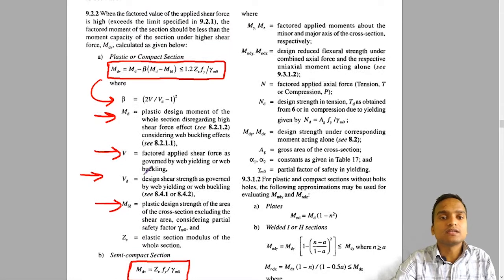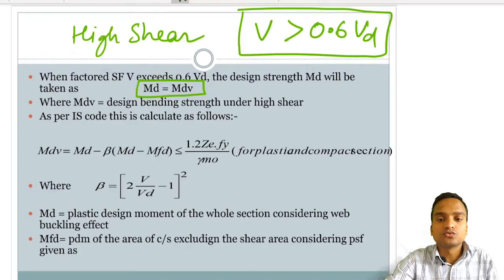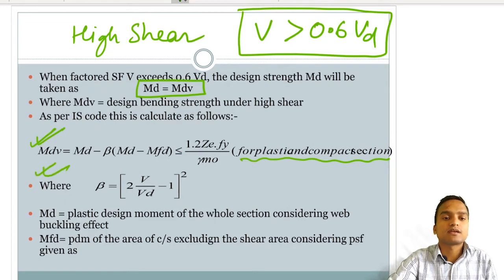So basically this formula is for the plastic and compact section only. Okay, so this is how we calculate in case of high shear, and you can see for plastic and compact section this formula of MdV is given, where beta value is this, and Md which we have calculated in case of low shear is used here.